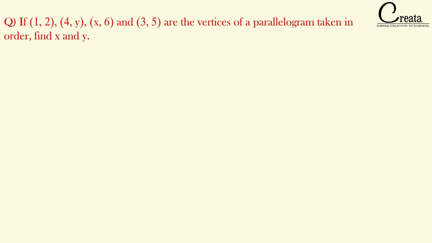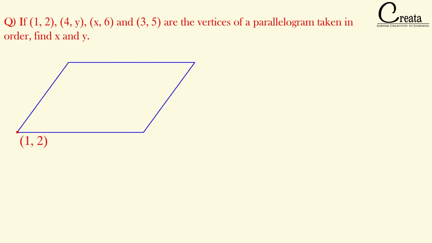Okay, let's come back. This question is talking about a parallelogram whose 4 vertices are given. Let's give names to these 4 vertices as A, B, C and D. Here in this question, we have to find the value of x and y, that is, we have to find the coordinates of B and C. Y is missing in the coordinate B and x is missing in the coordinate C.